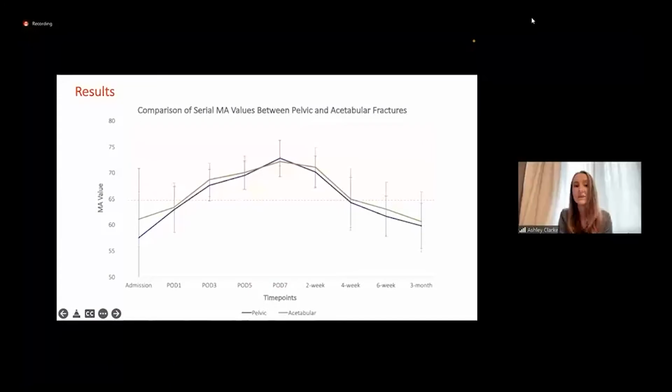Now here's a visual comparison of serial MA values between pelvic fractures, seen in purple, and acetabular fractures, in green. On the horizontal axis, we have our time points up to 3 months. On the vertical, we have the MA values. The dotted line at 65 and the shaded area above it is our established hypercoagulability threshold. Visually, we can see that they both follow an overall similar trend and that acetabular fracture patients in green have slightly higher values at the majority of our time points, as we can see in the graph.